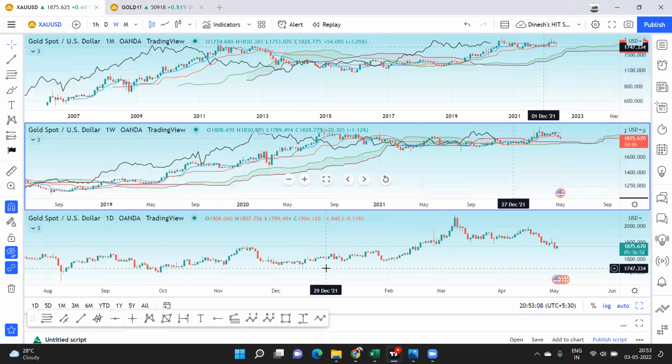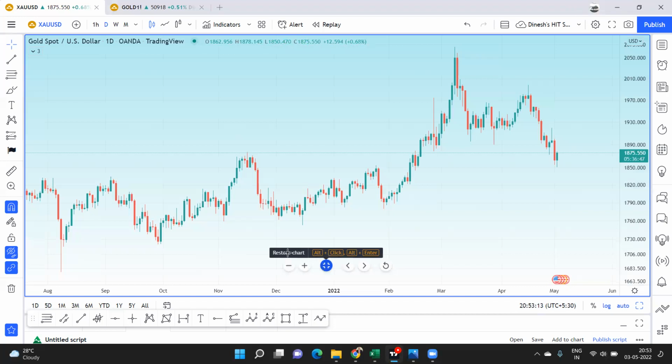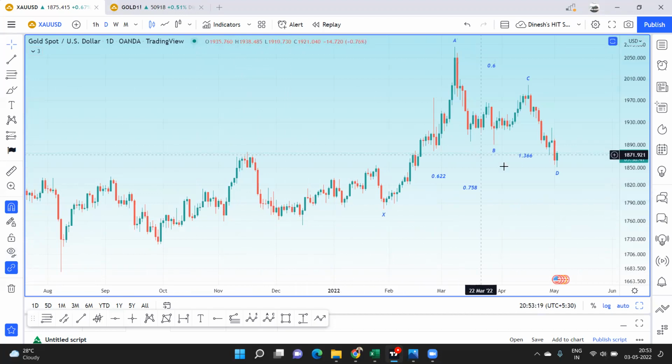Now let's have a look at what the daily is doing for us on this auspicious occasion of Akshaya Tritiya. Here you've seen a bullish harmonic Gartley formation taking place with a hammer today. This harmonic Gartley formation in the daily is going to be valid as long as it is above 1825.